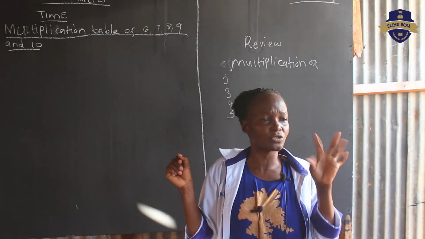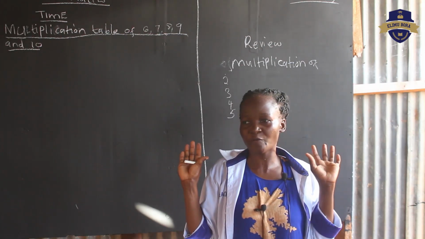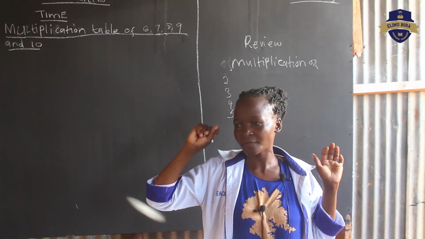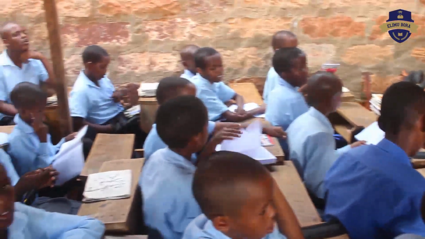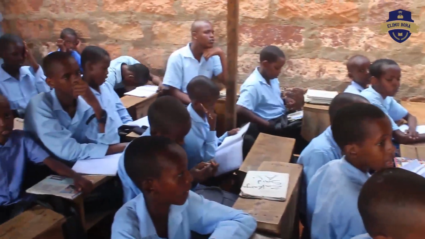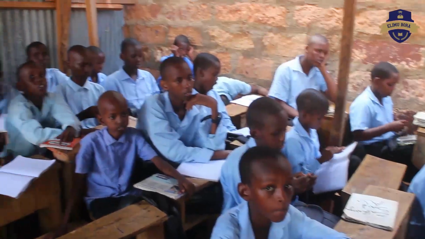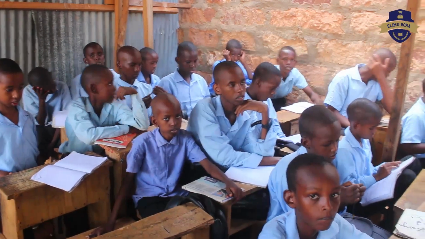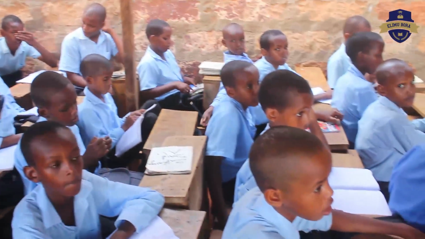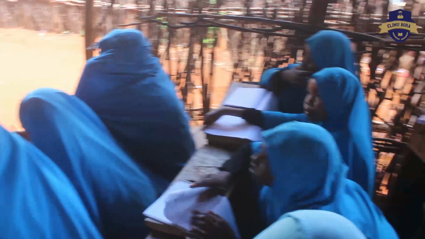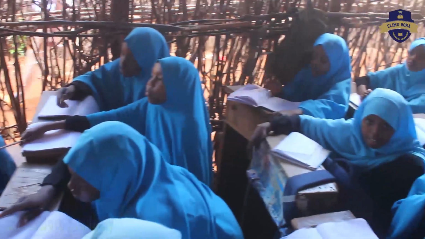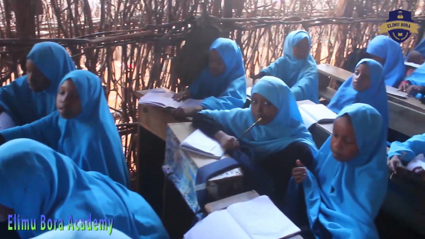What is 4 times 2? Carry up your hand and tell me the answer, Abduahid. 4 times 2 means you add 4 plus another 4. How many 4s? 2 4s give us 8. What is 5 times 3? So you need to carry up your hand, then you answer.